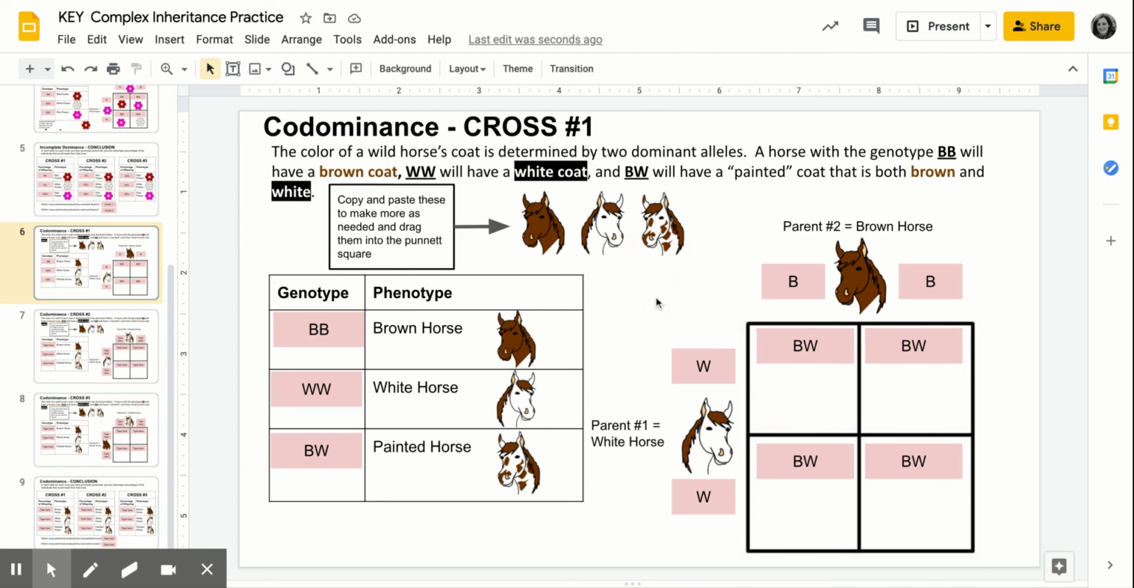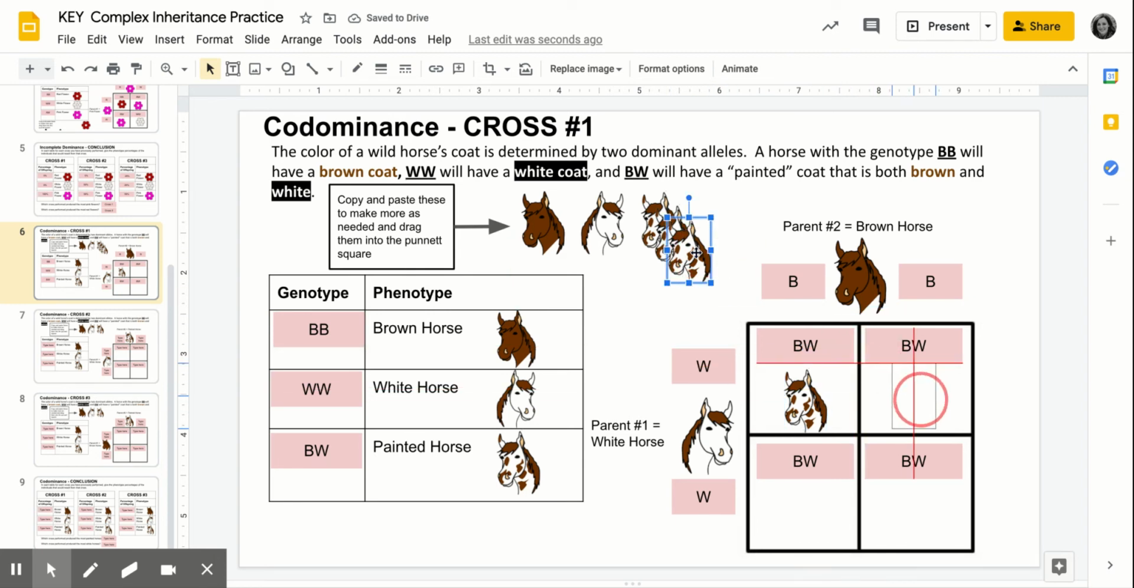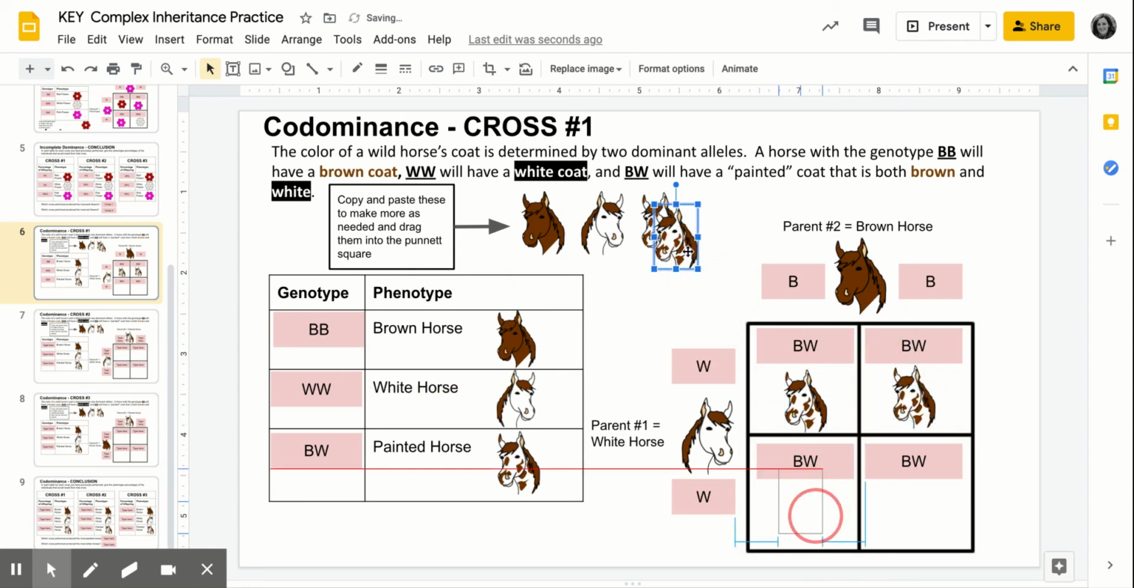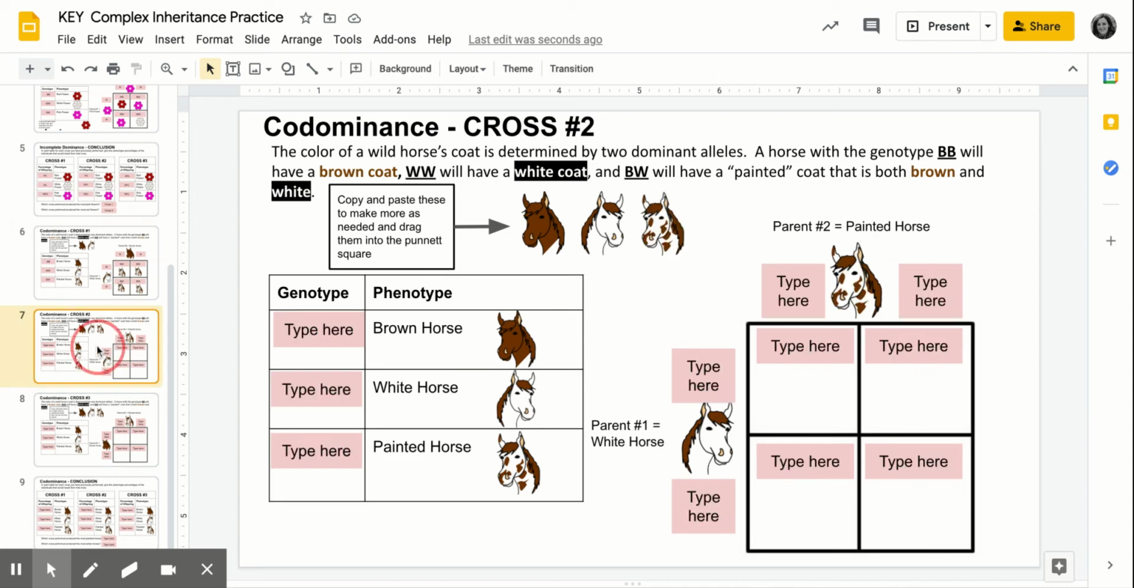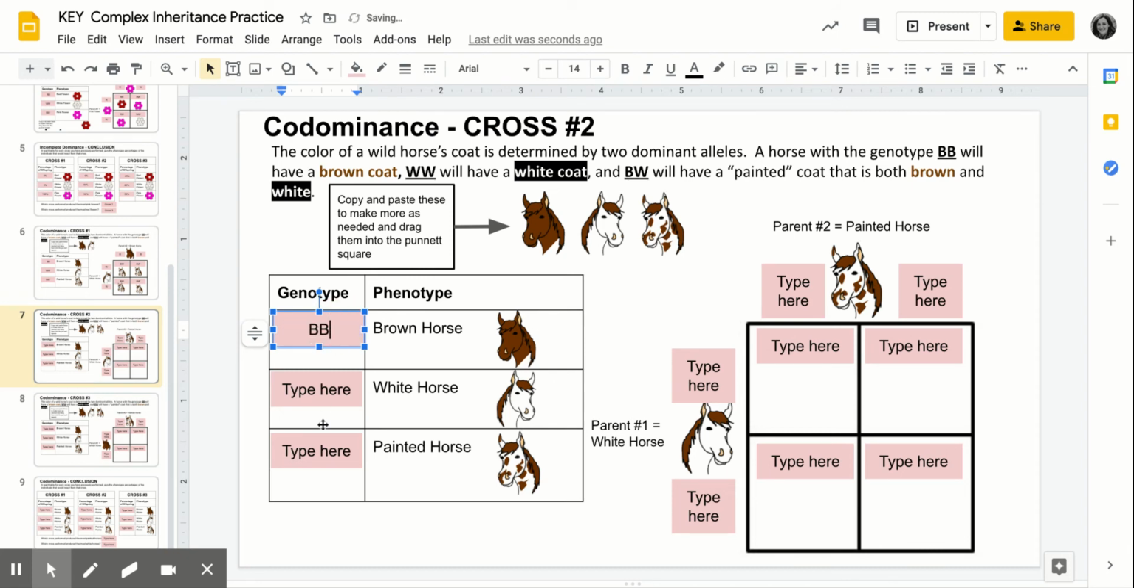So let's go ahead and just make 4 of those, because all 4 of those are going to be represented, okay? So now you're just going to drag and drop those in. Beautiful painted horse. Painted just means it's like spotted, okay? Spotted would be a great other example of a codominance problem, okay? So all 4 of those offspring are going to be painted. Let's go ahead to the next one for codominance. Same exact situation. We've got a brown horse. A brown horse is Big B. A white horse is Big W, and a painted horse is Big B, Big W.